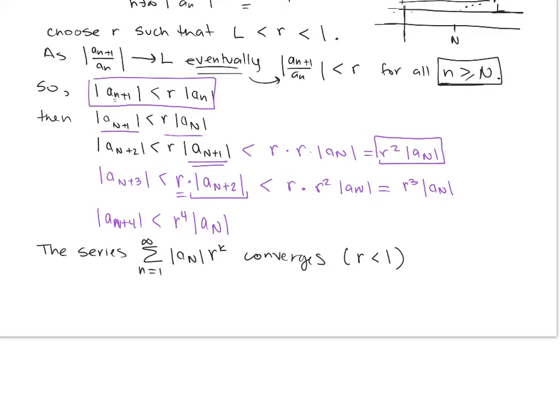Okay, and this is the sum of A sub N times R to the first, A sub N, R to the second, etc. So what that tells us is that this thing, absolute value A sub N plus 1 plus absolute value A sub N plus 2, that's what all this sort of stuff was here, etc., also converges.